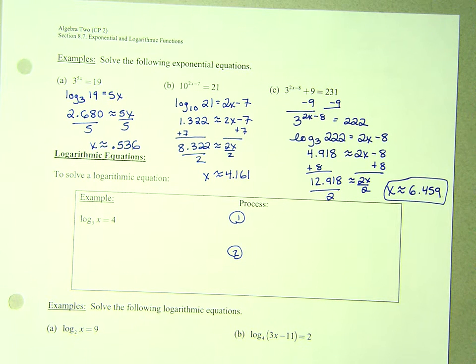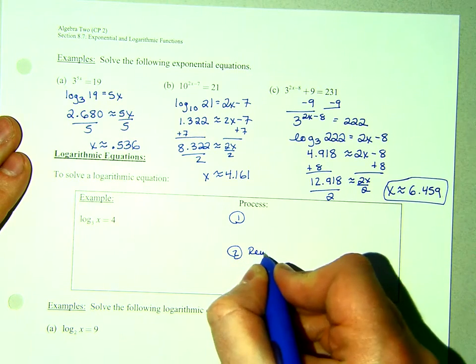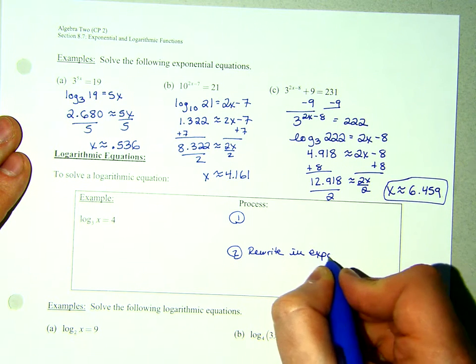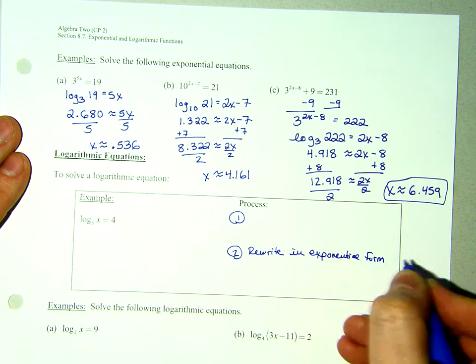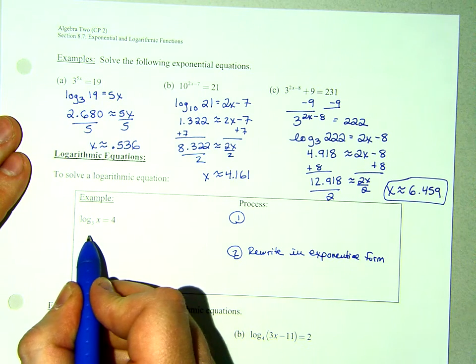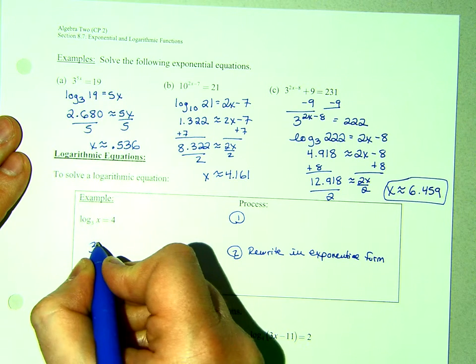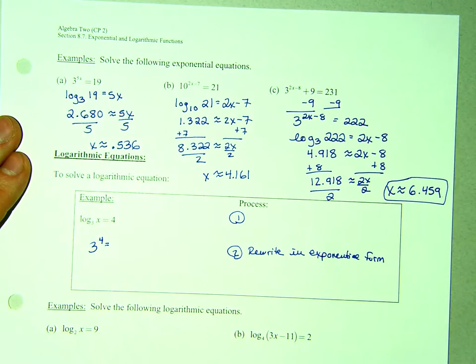Hold on. If it's in exponential form, we'll write it in log form. If it's in log form, we're going to put it into exponential form. So step number 1 is going, step number 2 is going to be rewrite in exponential form. That means, what number are we going to raise to a power? 3. Raise to the 4. Equals x.